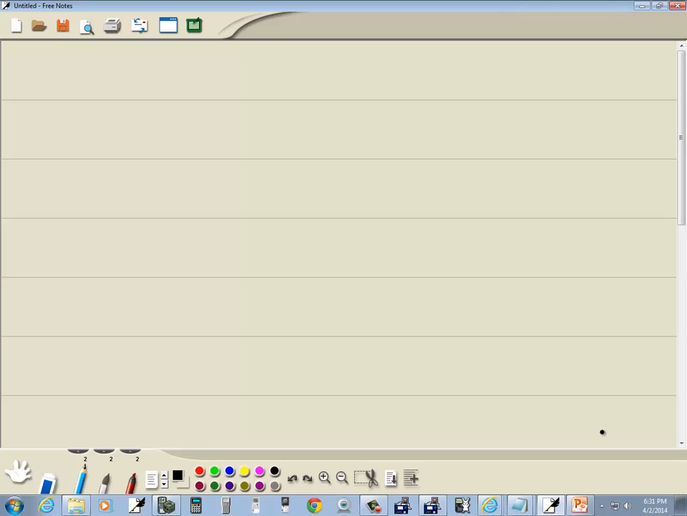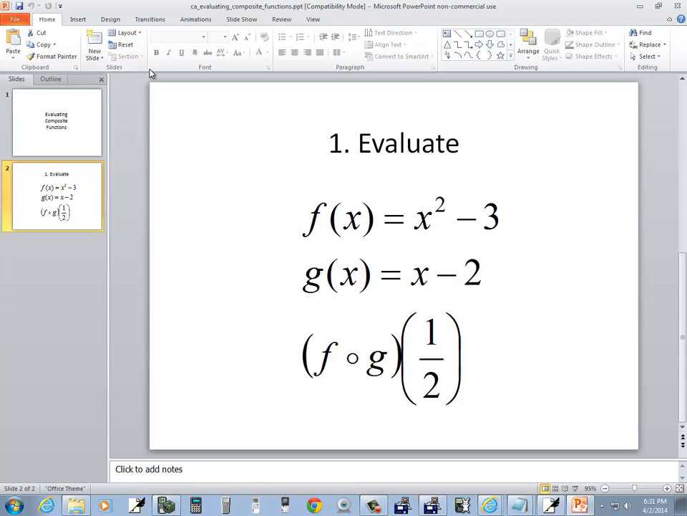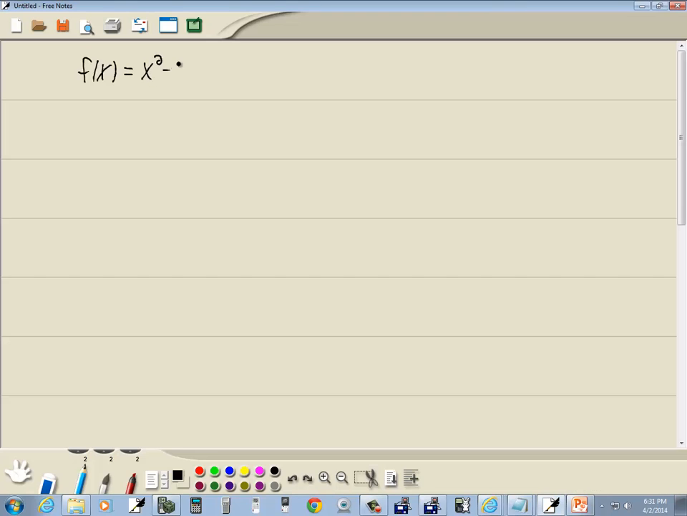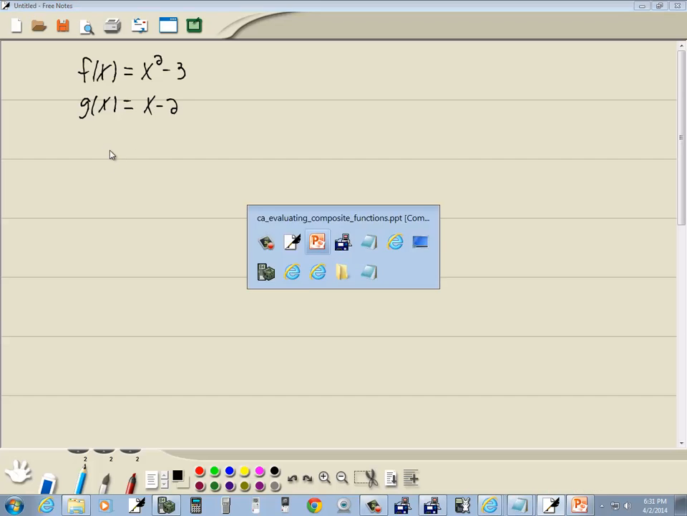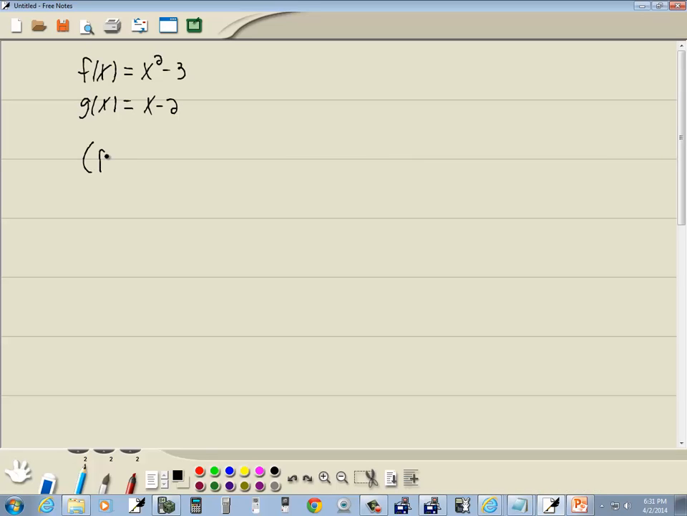We've got f of x is equal to x squared minus 3. We've got g of x is equal to x minus 2. And we want to find the composition of f and g, and then we're going to plug 1/2 in for the x.